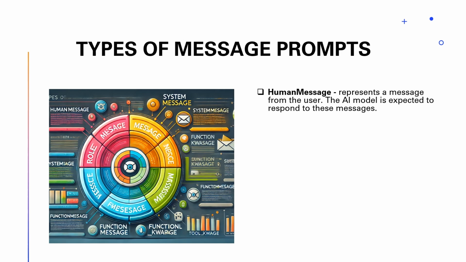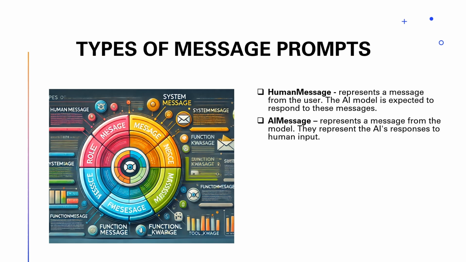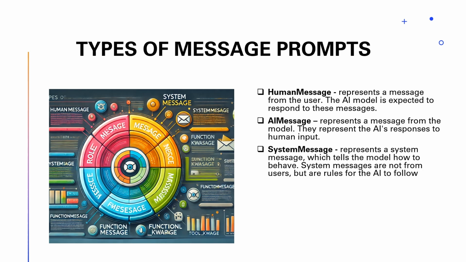First, we have the human message. This is a message from the user which the AI model is expected to respond to. It's how you communicate with the AI. Next is the AI message. These are responses from the model to the user's input. It's how the AI communicates back to you. Moving on to the system message. This isn't from users, but it sets the rules and tells the AI how to behave.